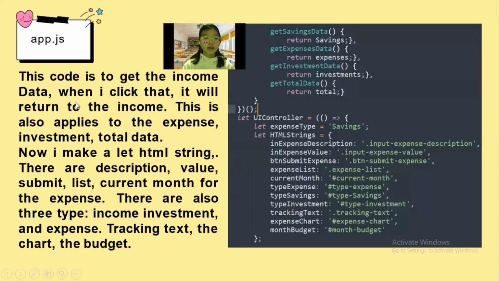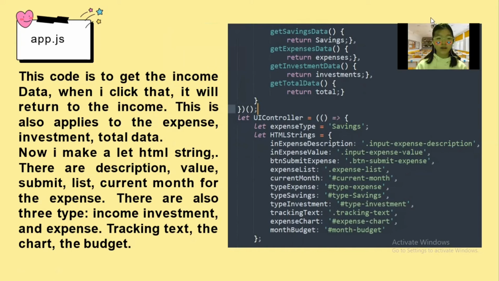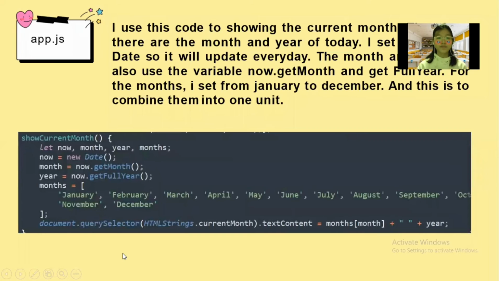Next, this code is to get the income data. When I click that, it will return the income. This also applies to the expense, investment, and total data. Now I make a let HTML string. There are description, value, submit, list, and current month for the expense. There are also 3 types: income, investment, and expense, tracking text, the chart, and the budget.